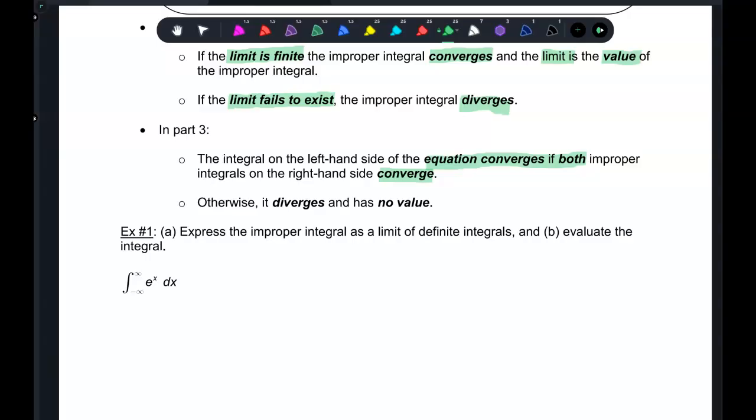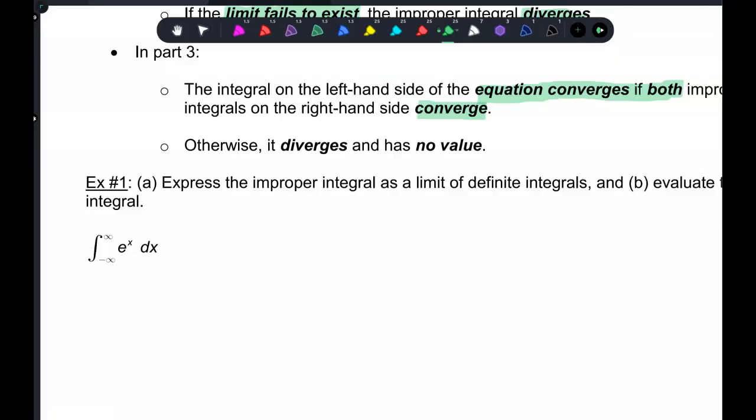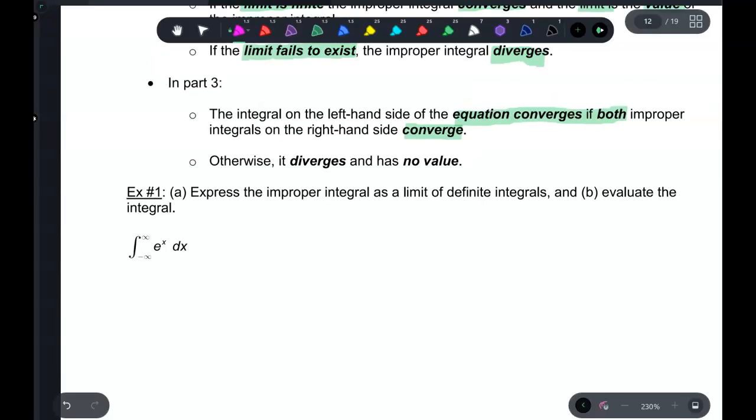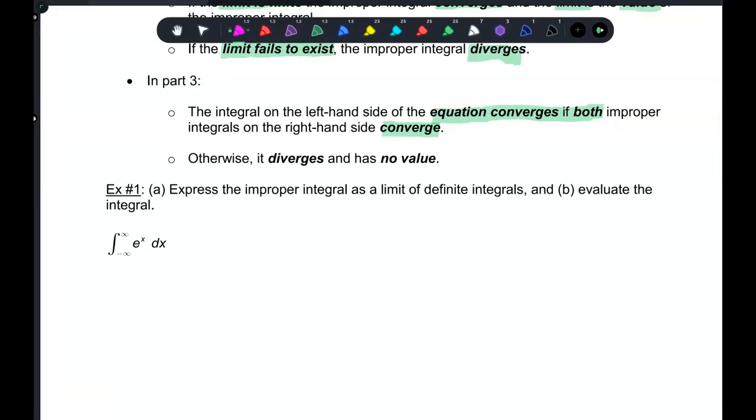Okay, and you can probably take a guess if you're looking at this: negative infinity to infinity of e to the x. So for part A, we want to express the improper integral as a limit of definite integrals. So first thing, I'm going to rewrite this. Negative infinity to, we could pick any number, I'm just going to pick 0. This is our additivity property, and then I'll have 0 to infinity e to the x dx.